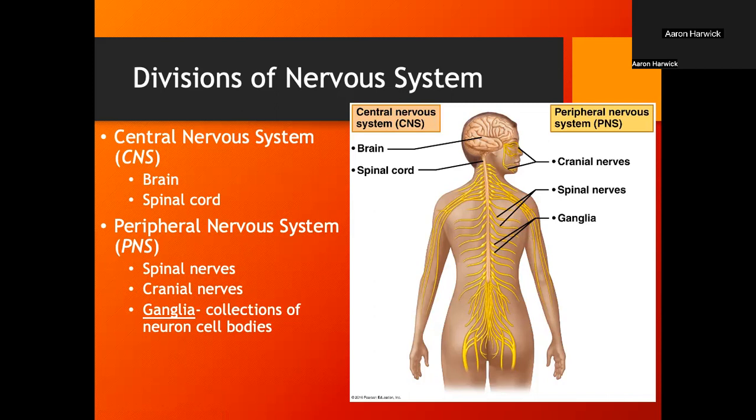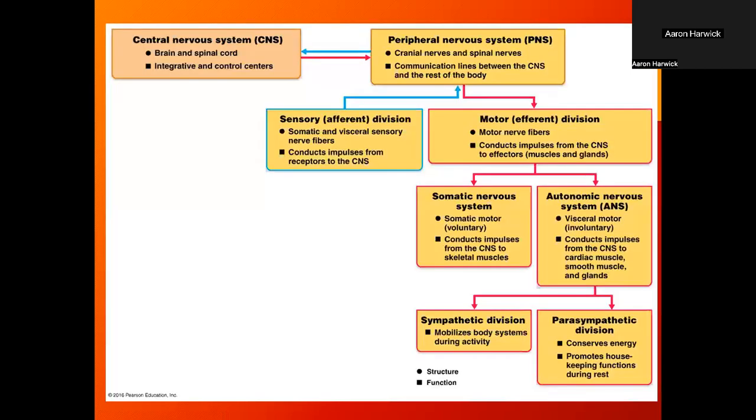And this relationship can be broken down further. So here is a graph looking at the central nervous system and the peripheral nervous system being the main branches, of which you can see that they communicate with each other back and forth. The central nervous system, being the brain and the spinal cord, works as the integrative and control center, whereas the peripheral nervous system is the cranial nerves and spinal nerves, and it's the communication line between the CNS and the rest of the body. Now, the peripheral nervous system can be broken down further.